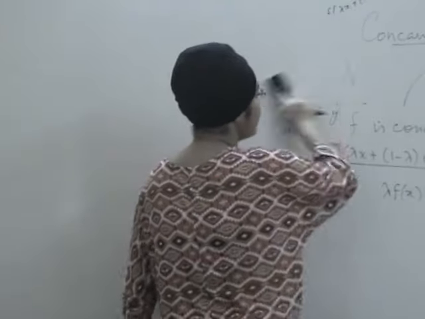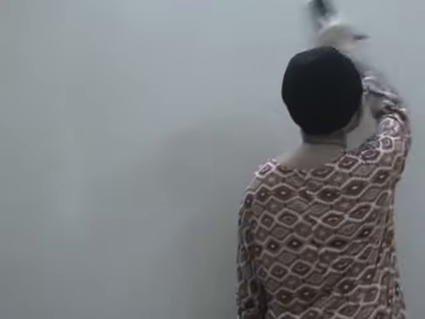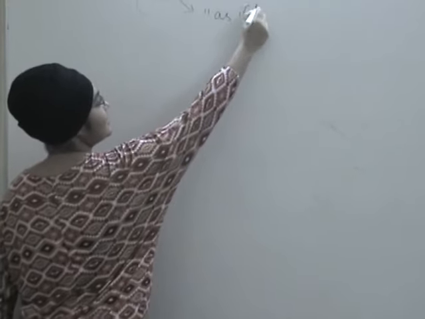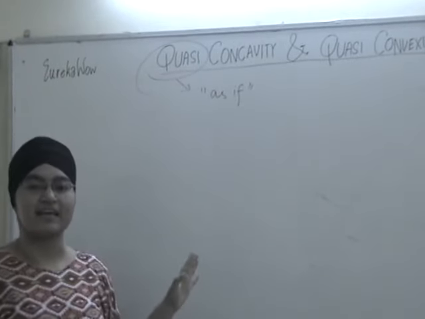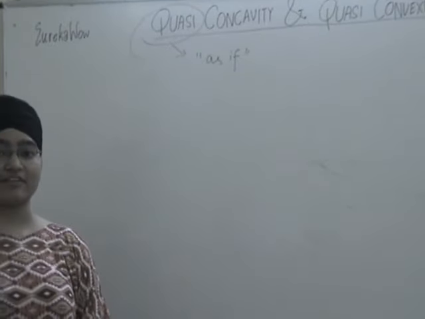Now, moving on from this concept to quasi-concavity and quasi-convexity. So, first, what is the meaning of quasi? Quasi simply means as if. So, when I'm talking about something which is quasi-concave, I'm saying a function which is as if concave. It's not really concave, but it's a rather weak notion of concavity.